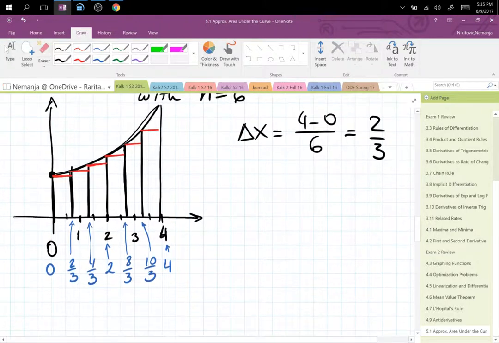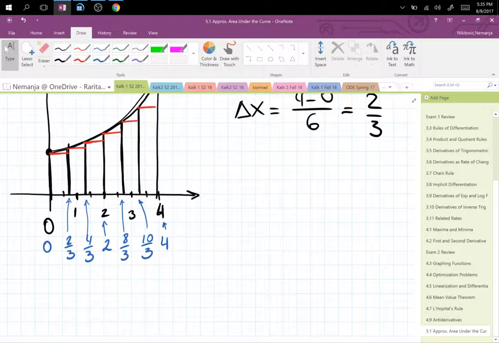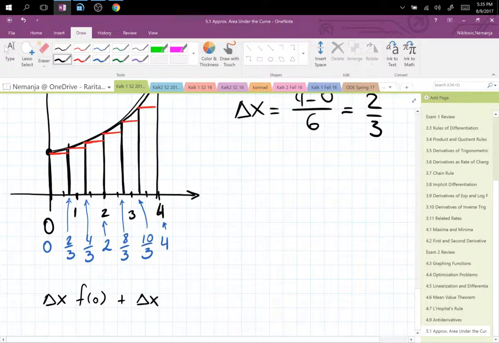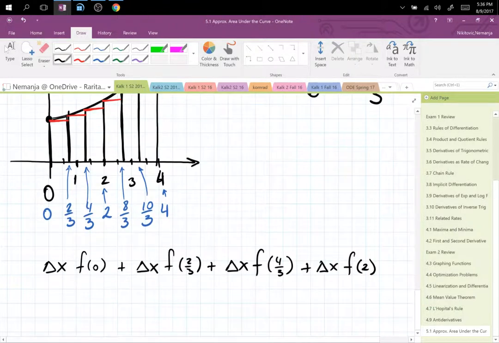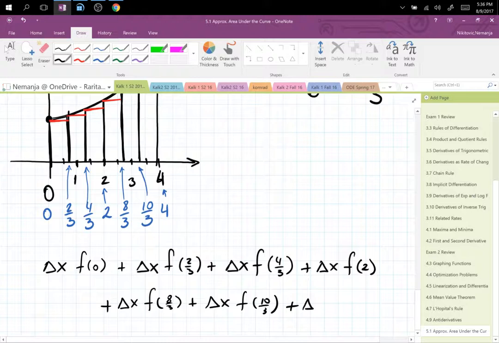So what is the area of the first rectangle? It is going to be our delta x times the function computed at 0. Plus the next area for the second rectangle is delta x times f at 2/3, plus delta x f at 4/3, plus delta x f computed at 2, plus delta x f computed at 8/3, plus delta x f at 10/3, and that's it.